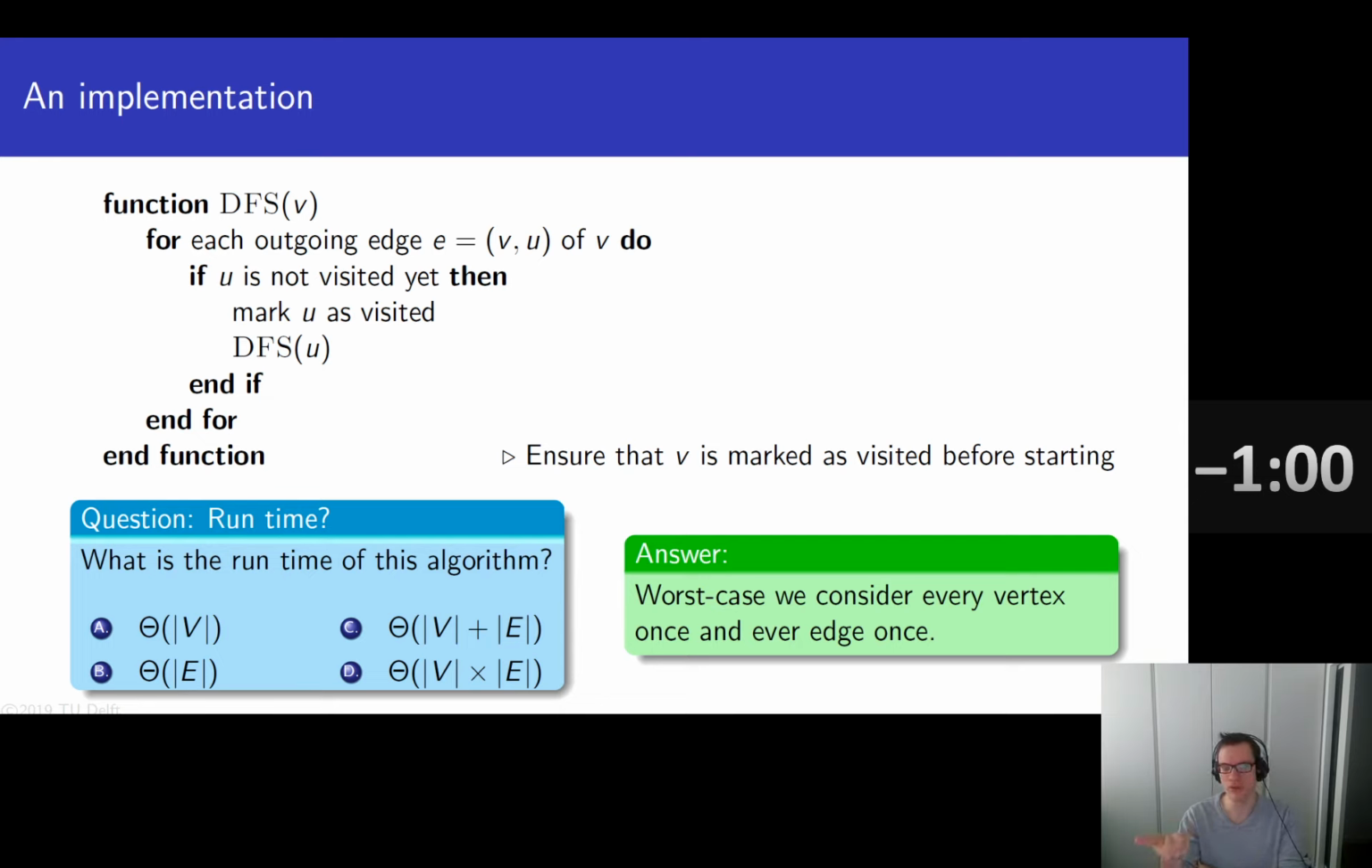We consider every vertex. We do a recursive call to every other vertex. And for every vertex we consider all of its edges, meaning we consider all the edges. So depending on which is bigger, V or E, that one will determine the runtime. If there's way more vertices than there are edges, then that will be the bottleneck. If there's way more edges, then this loop structure will be the bottleneck. So answer C is the right answer.